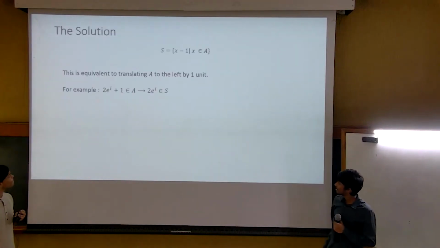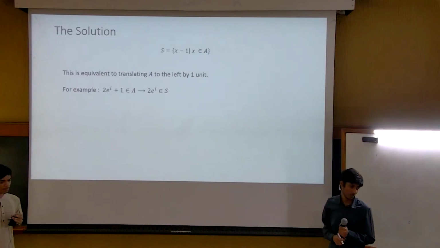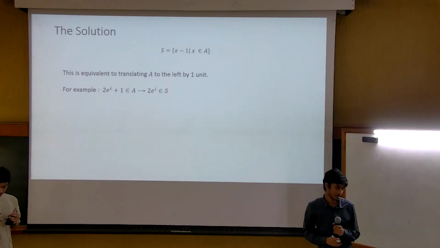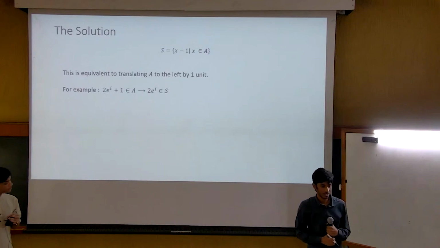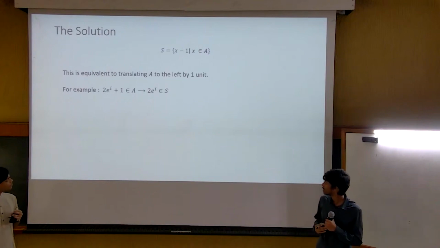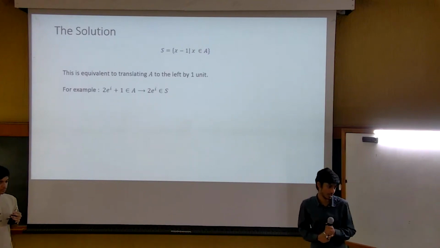And we have an example here, 2 into e to the i plus 1. It's an element of A since the constant term is non-zero. We can subtract 1 and we get 2 into e to the i, which belongs to S.